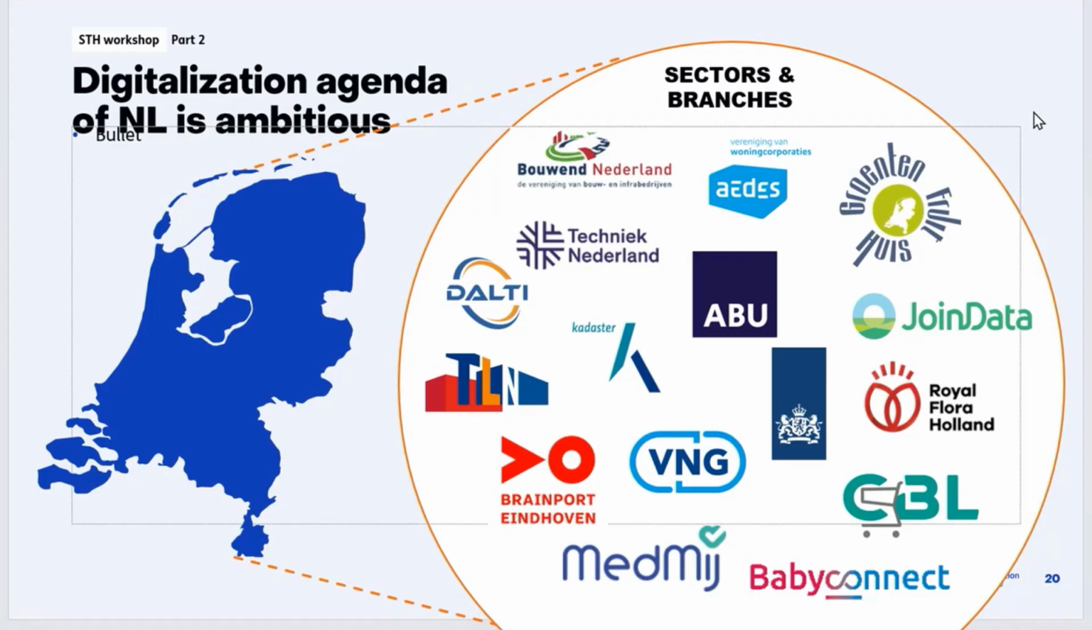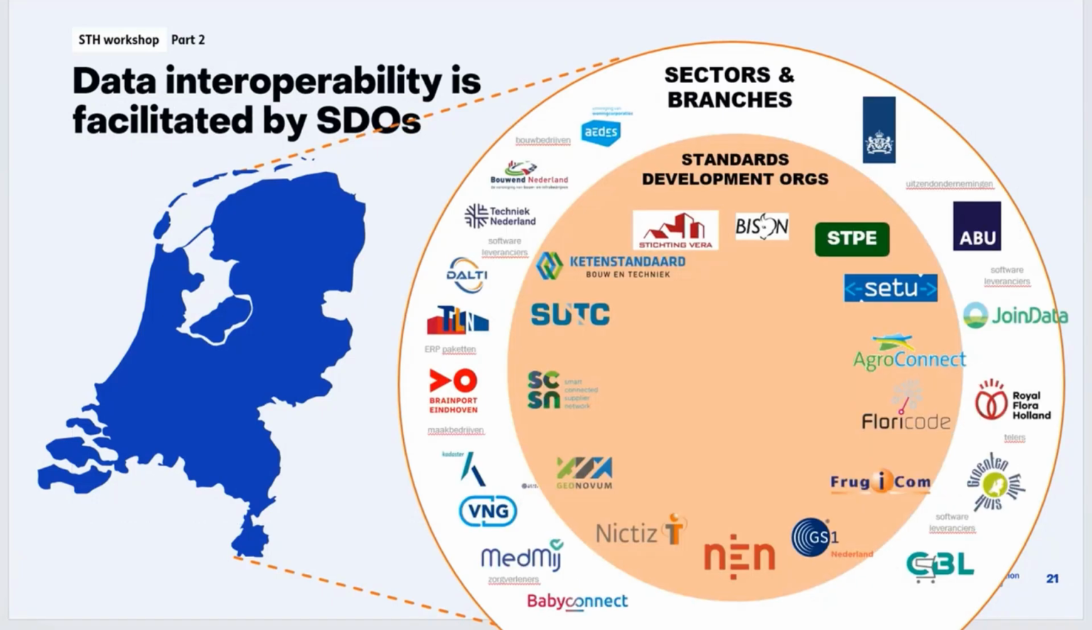Now, the degree of collaboration between TNO and these sectors varies. We have a very tight collaboration with the ABU. And in some cases, we only have a nodding acquaintance, so to speak. The reason that I'm pointing to this is because our work is with the standard development organizations that arise within those sectors, right? So these sectors make a common agenda for digitalization.